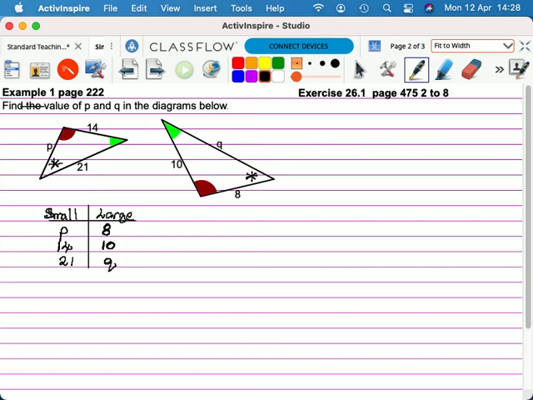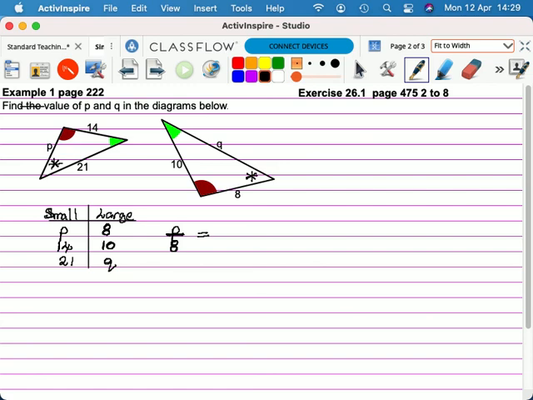We now create a fraction. I'm looking for P. They told me to find P. What am I allowed to do with the P? I'm allowed to divide it by 8. I'm allowed to divide it by its corresponding side. So now I need to pick a pair where I've got numbers involved, and it's going to be 14 and it's going to be 10.